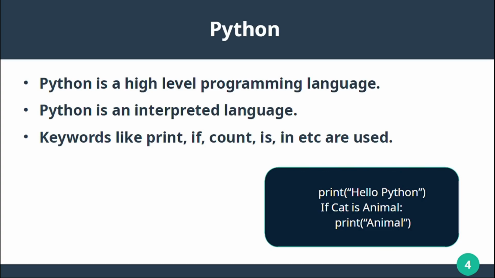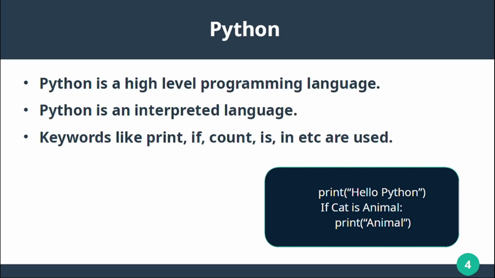So second, Python is an interpreted language. We already discussed about two types of translators earlier, interpreter or compiler. So Python is a kind of programming language that is translated to machine language using an interpreter, not a compiler. That is why it's called an interpreted language. Keywords like print, if, count, is, in, etc. are used in Python. There are multiple kinds of keywords that typically represent English terminology here. That's the whole idea of a high-level programming language.